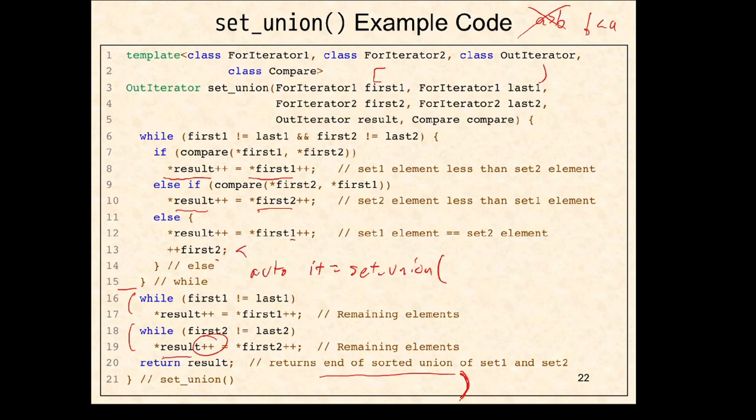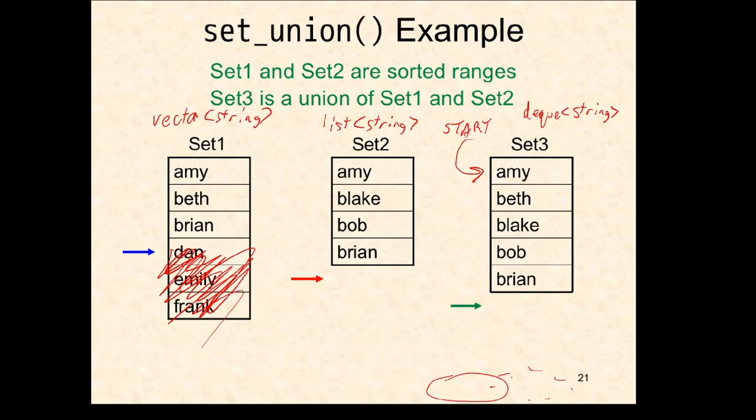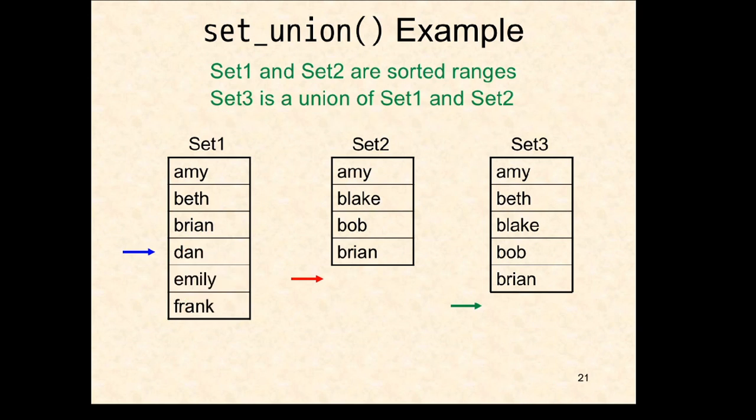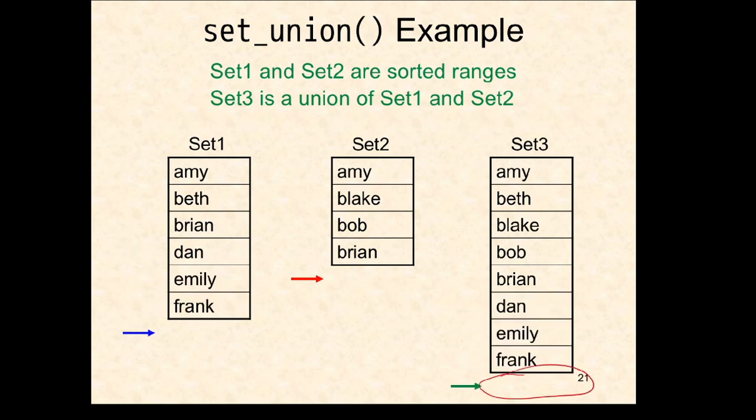So I'm going to get that iterator, which shows me where we ended up. Now, let's look back in the previous slide here. When we get to the end, the output iterator points here. Now, before we worry about how we're going to use it, let's actually worry about how big these had to be. So set 1 has 1, 2, 3, 4, 6 elements. Set 2 has 4 elements.